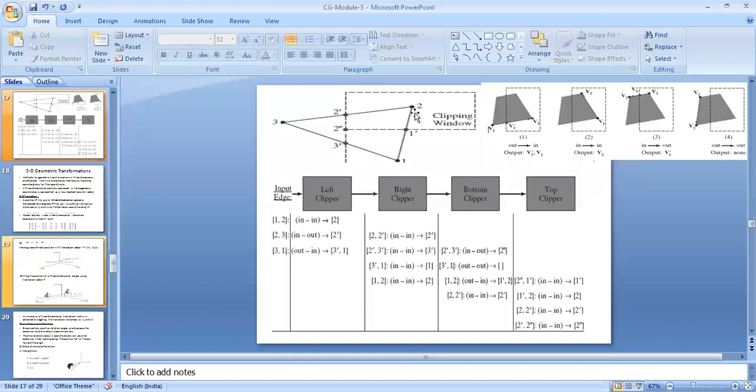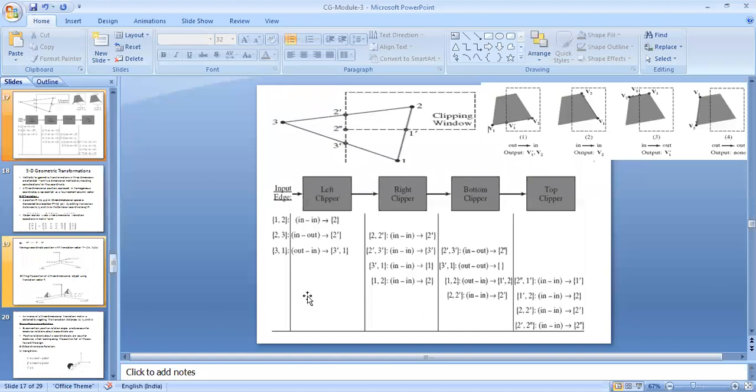So that means my edge is moving from 2 to 3, from in to out, with respect to my left clipper. So in to out means I need to consider only the intersection point. So for 2 to 3, the intersection point, I will name it as 2 dash.